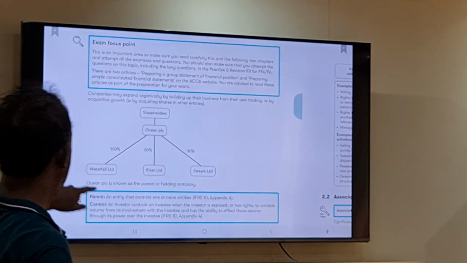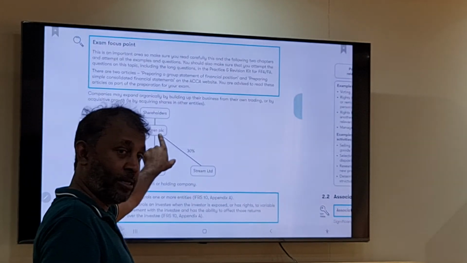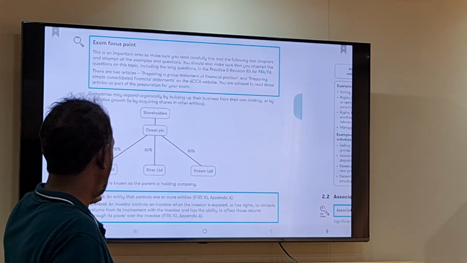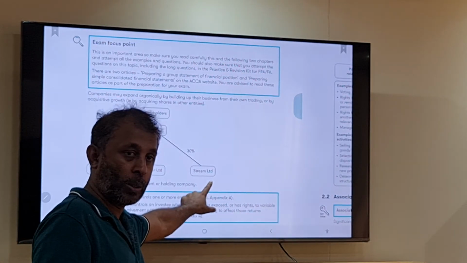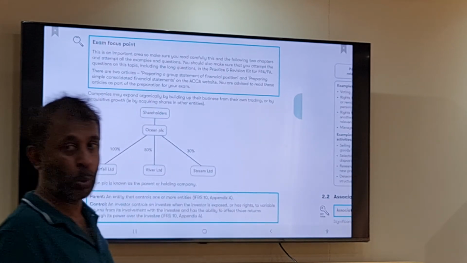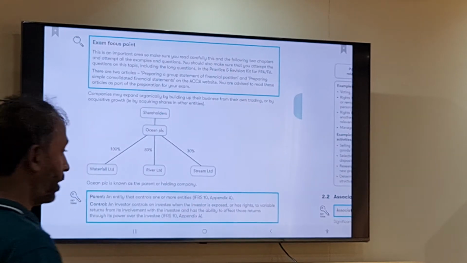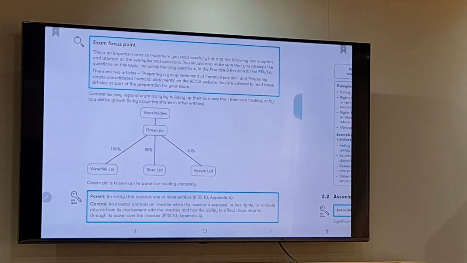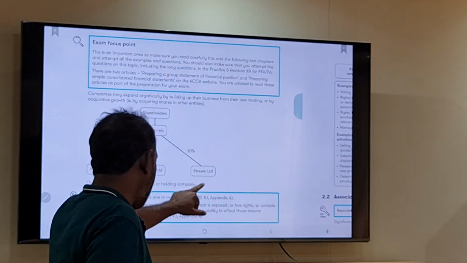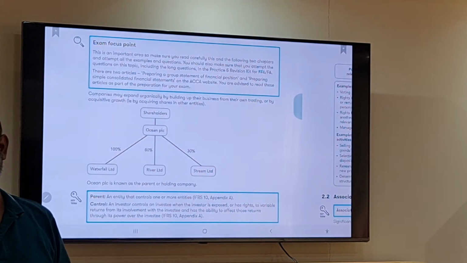You see here, shareholders of Ocean PLC, and they have W, R, and S: 100, 80, and here you see 30. Now I have 30 here, then without any other information, just by seeing this, O cannot control this.